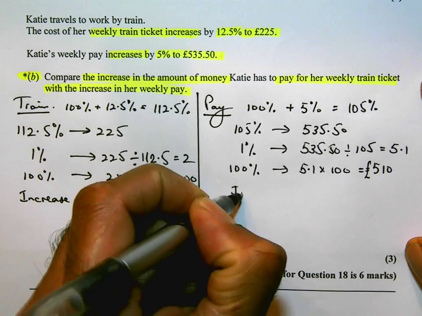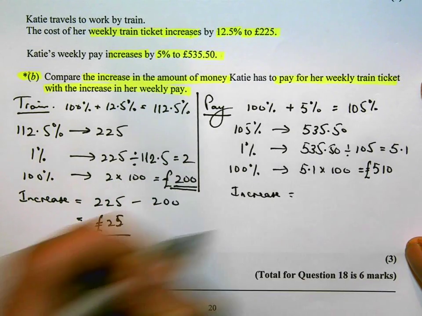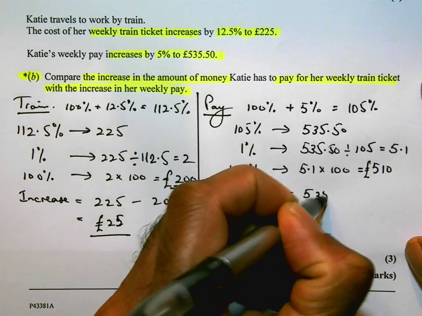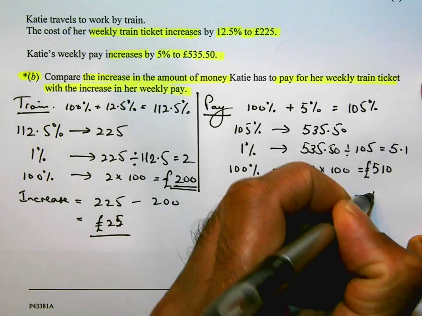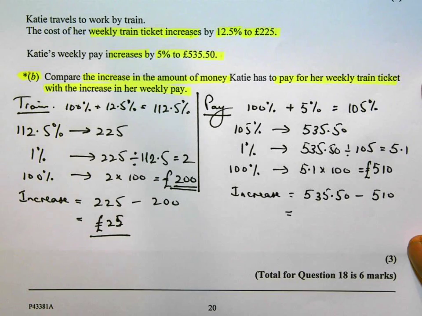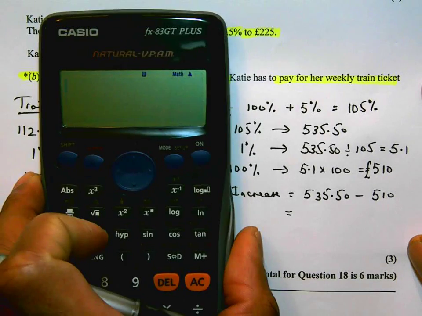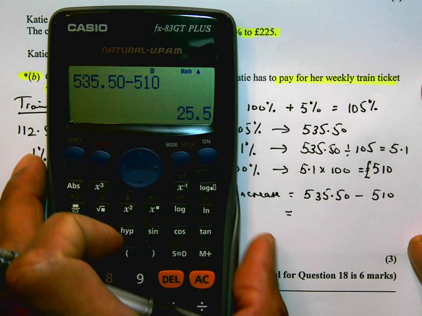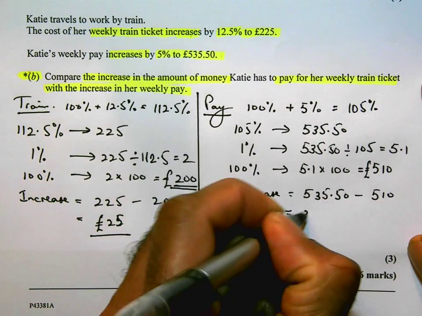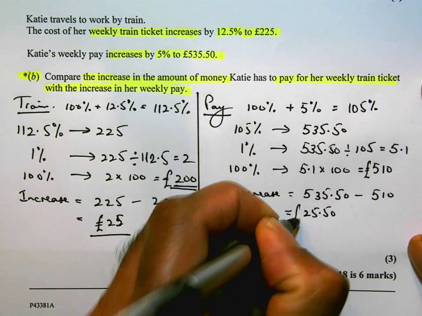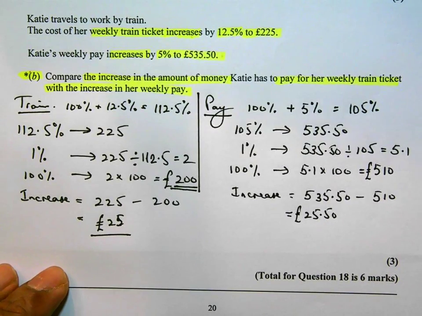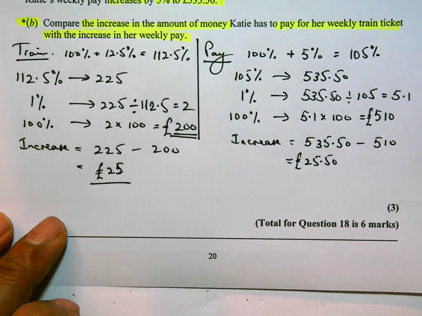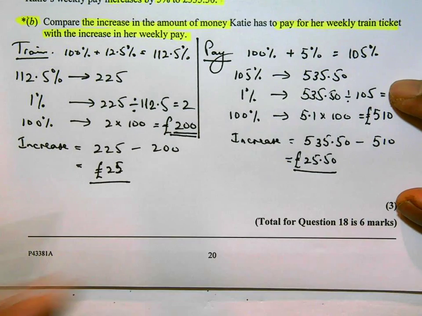So her increase in pay was going to be the new pay, £535.50, take away 510. Again, I'm just going to use the calculator to be sure. 535.50 take away 510, and that gives me £25.50. So I need to now write a sentence to get my quality of communication mark.